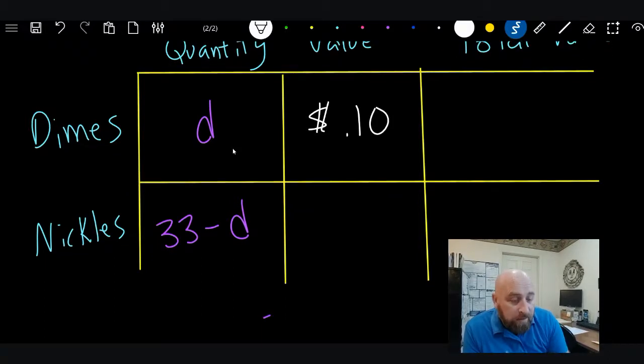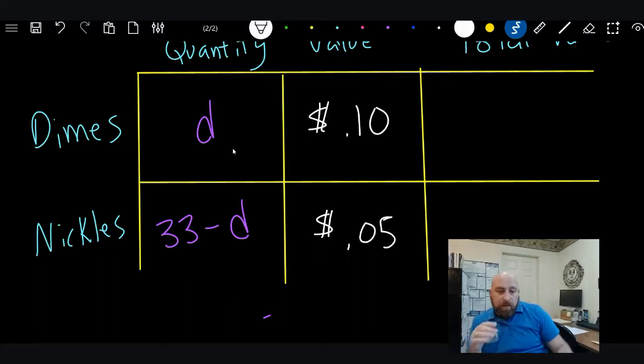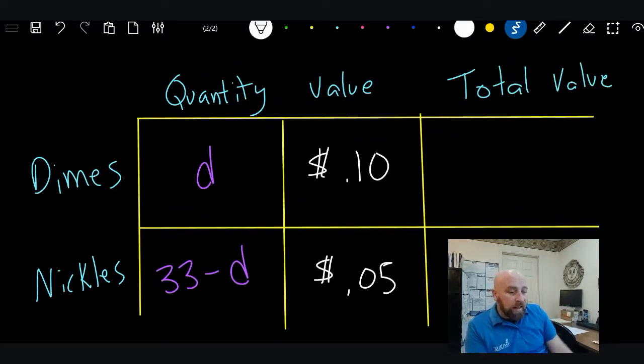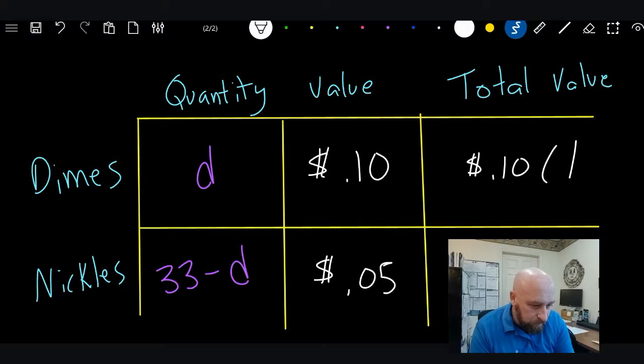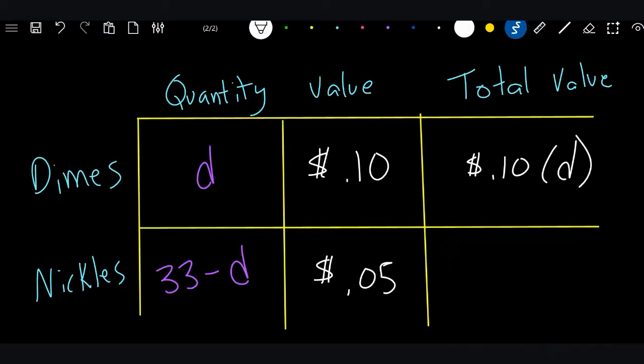What is the value of a nickel? Well, it's 0.05, 5 cents. Okay. And so what is the total value of the dimes? Well, it's 10 cents times D. And what is the total value of the nickels? Well, it's 5 cents times the nickels, 33 minus D.